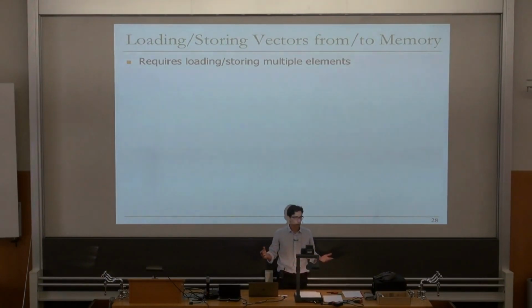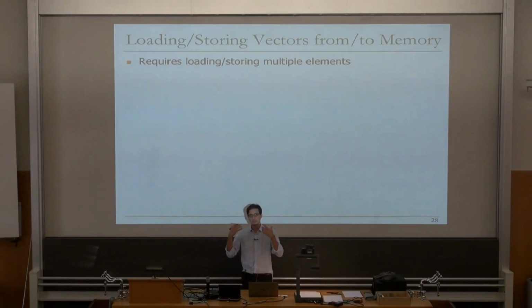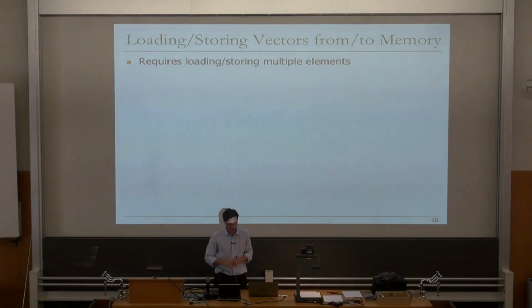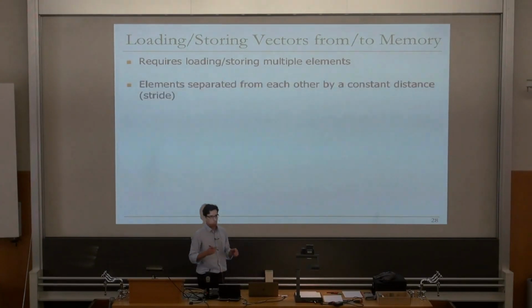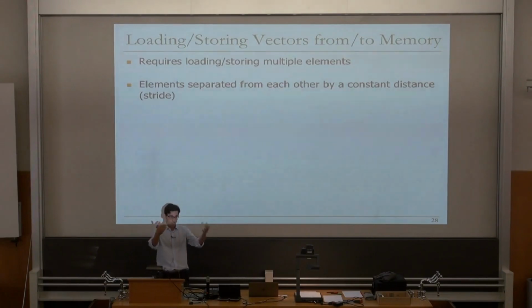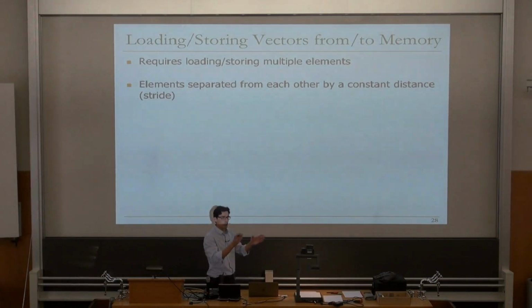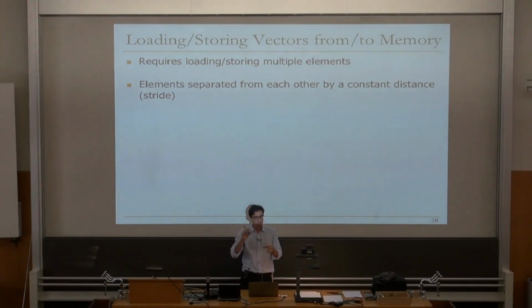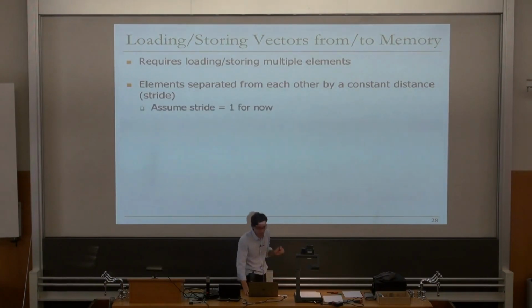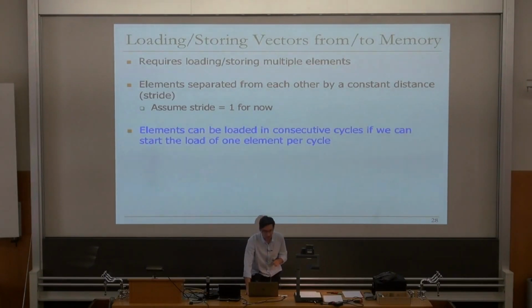Because this is a vector processor, we need to access, read and write multiple elements at the same time. And we already know that the elements that we are going to store in a vector register are in memory, and there is a distance between these elements that we are going to operate on. This distance is the stride. For now, we are going to assume that the stride is equal to 1. We are going to see how these V-length elements that we have in memory at a distance of 1 from each other are going to be loaded in consecutive cycles.